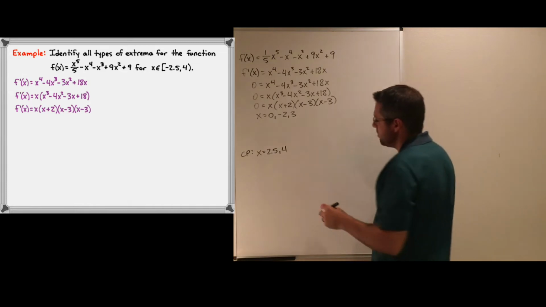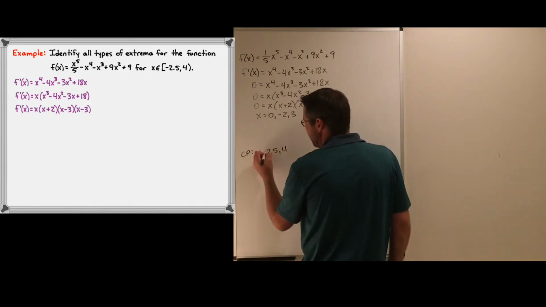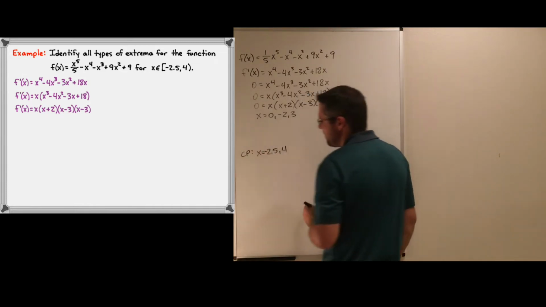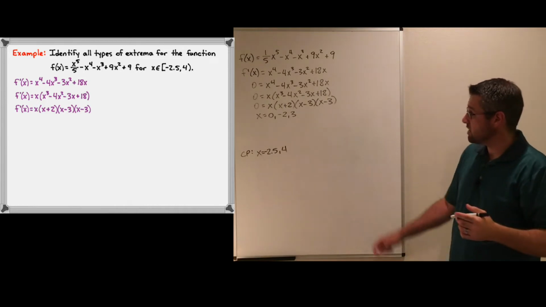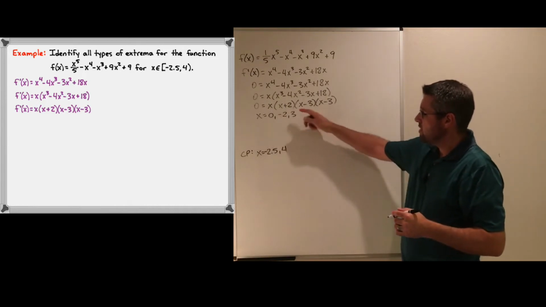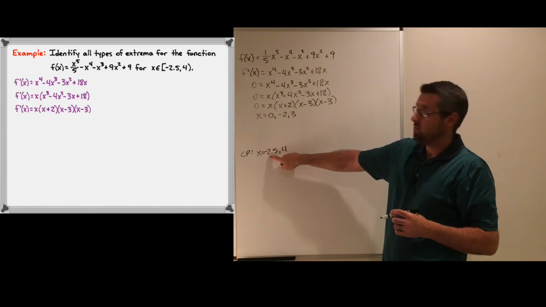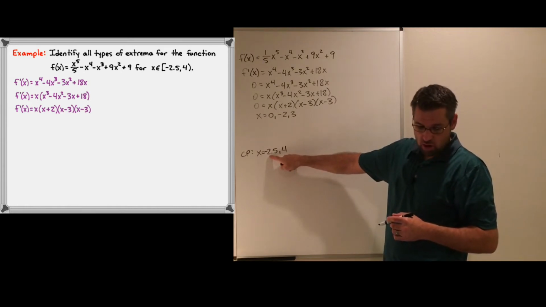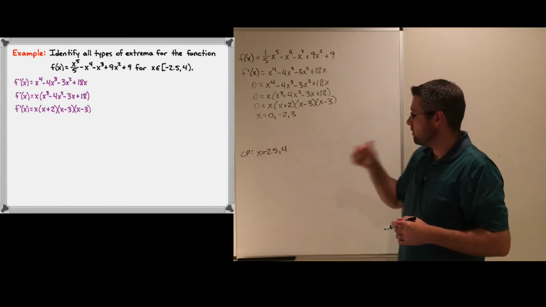Oh, I had a little typo here. We have a critical point of negative 2.5, not 2.5. And that's going to affect things because we have critical points here that would have been outside of the interval 2.5 to 4. But in fact, they're all within this interval here.